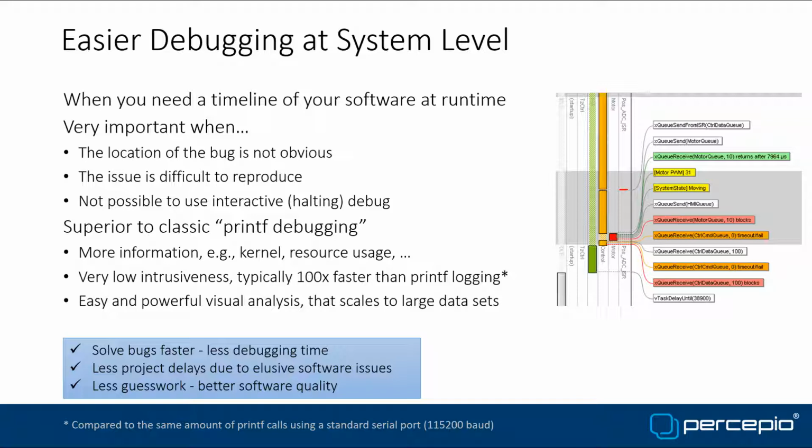While many still use printf debugging in such cases, Visual Trace Diagnostics is a superior alternative. The logging is much less intrusive, about 100 times faster than a printf over a serial port, which allows for logging much more information, also from the RTOS kernel.